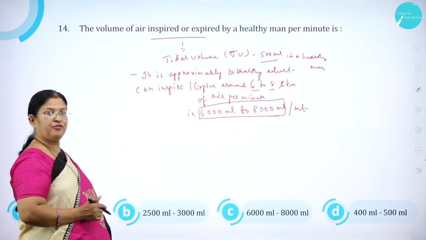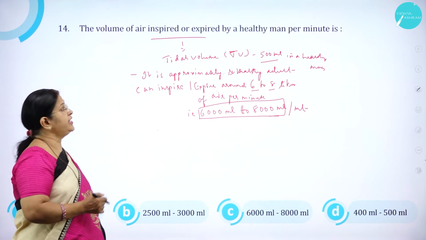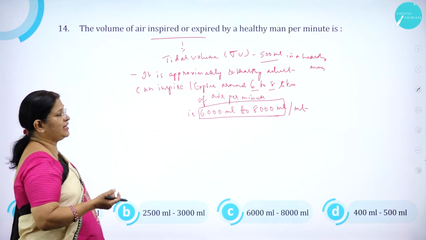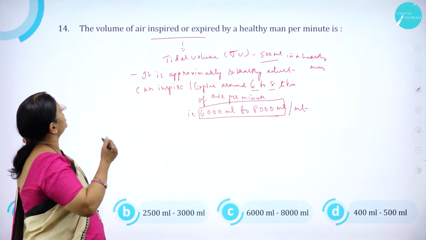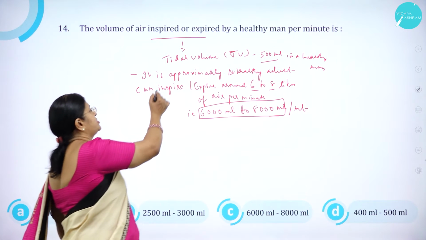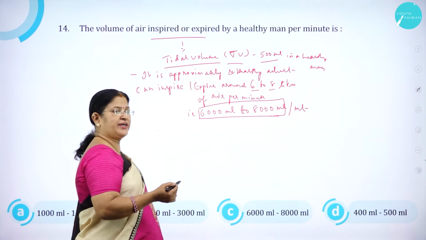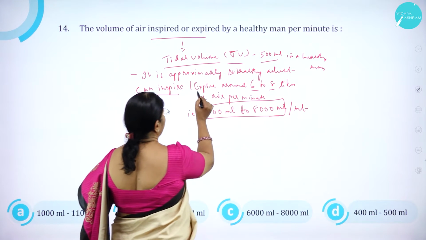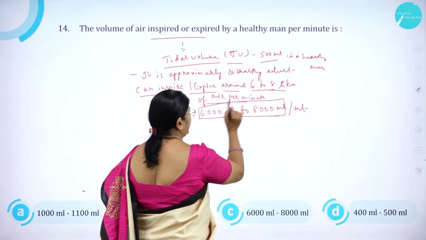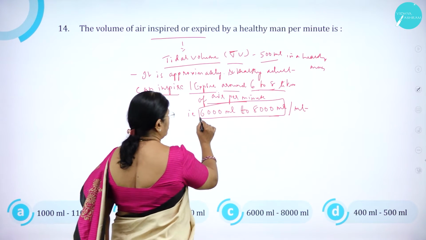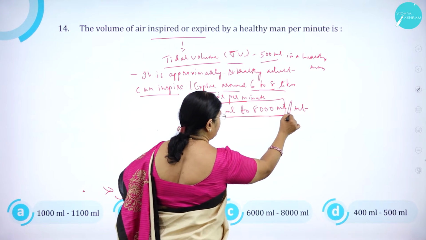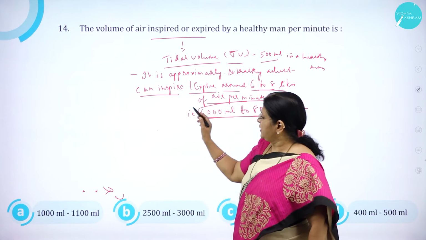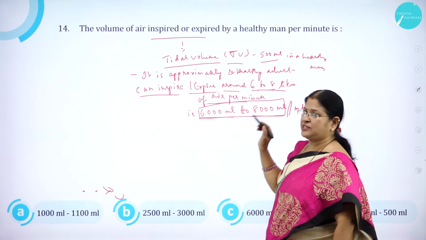Moving on to question number 14. The volume of air inspired or expired by a healthy man per minute is. Inspired means taken in, expired means given out. Usually the volume of air inspired or expired, we call it tidal volume, TV, which is around 500 ml in a healthy man. So a healthy adult can inspire or expire around 6 to 8 liters of air per minute, that is around 6000 ml to 8000 ml per minute.